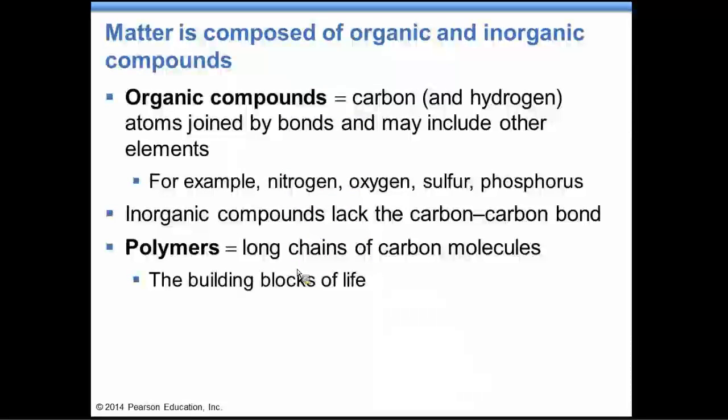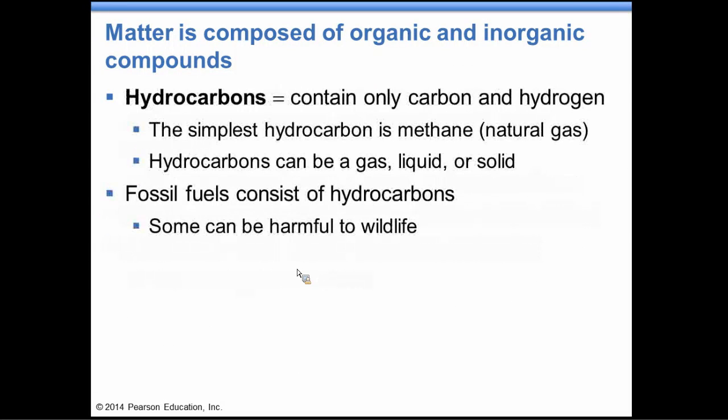Matter is composed of organic and inorganic compounds. Organic compounds consist of carbon atoms joined by covalent bonds along with other elements, for the most part. One class of organic compounds that is important in environmental science is the hydrocarbons, which contain only atoms of carbon and hydrogen. The lightest hydrocarbons, containing 4 or fewer carbon atoms, are gases. Larger hydrocarbons are liquids. Those having more than 20 are usually solids.